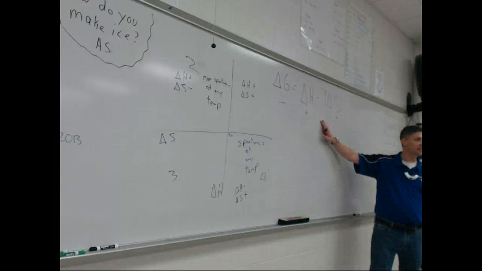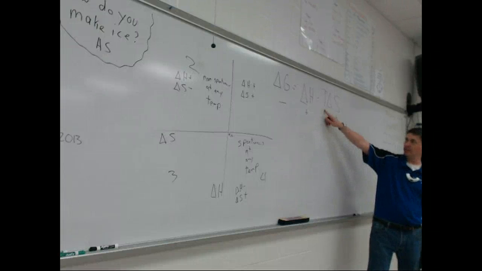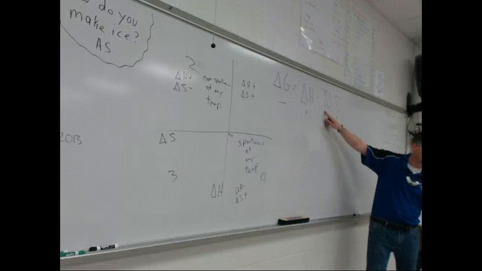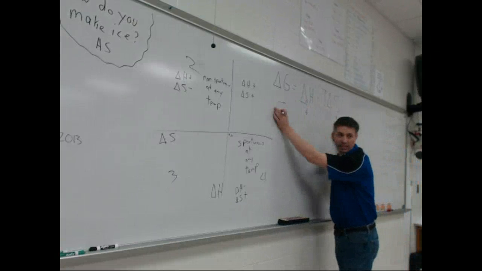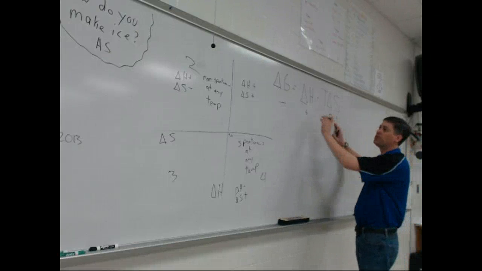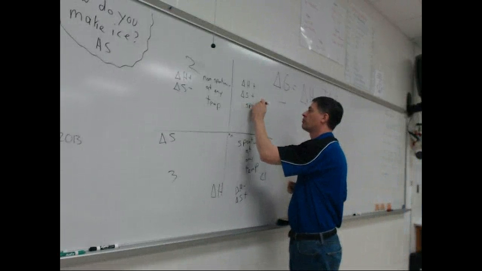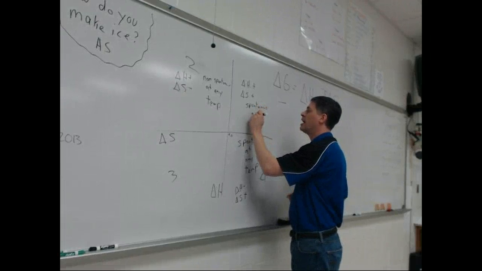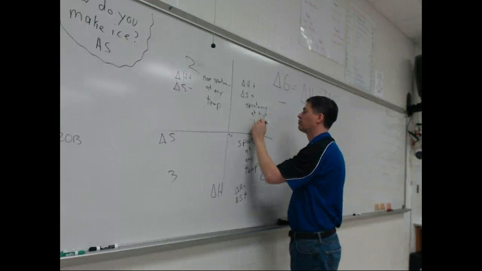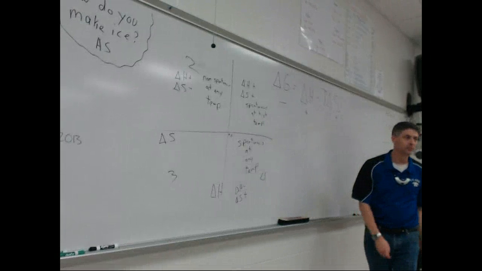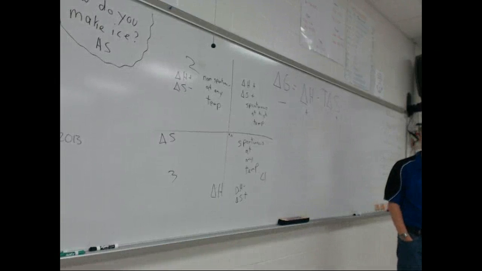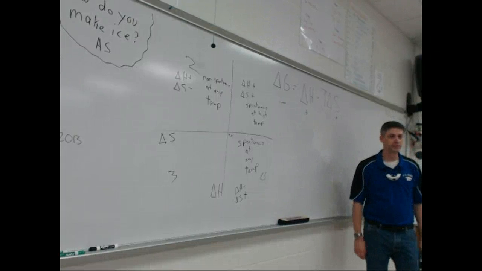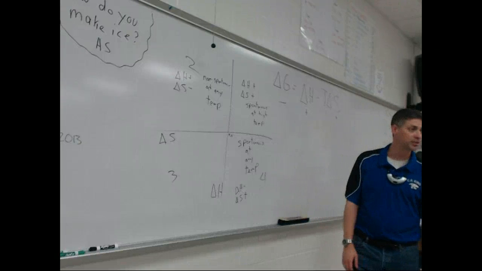So what is more likely to make it spontaneous? A big temperature or a little temperature? Big temperature. That way we're subtracting a bigger number, because it's temperature times delta S. So the bigger number we can subtract, the more likely this is to be negative. So these will be spontaneous at high temp. Quadrants are better than that table in your notes, and the same thing is in your book.